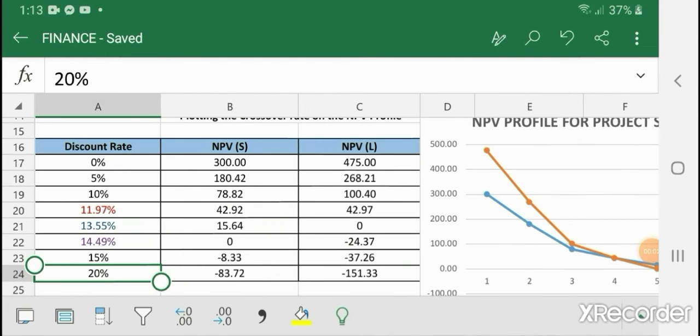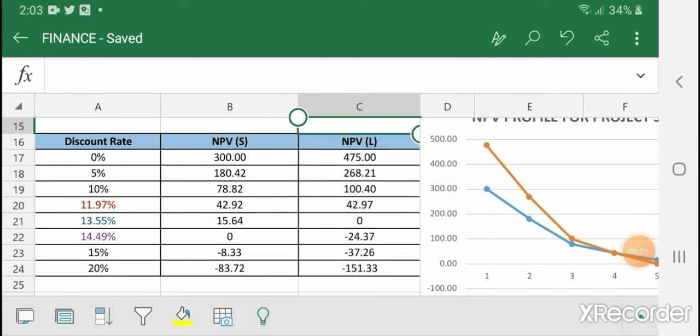This table will visualize the crossover rate on the NPV profile. This will be the net present value for Project S and Project L at different discount rates. We will put NPV for Project S and NPV for Project L, and then we will put 0% up to 20% discount rate, and then we will calculate the NPV. We need to remember that we need to refer to the discount rate.